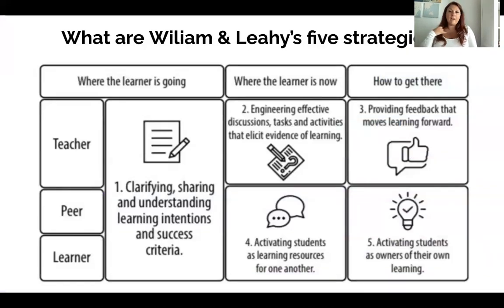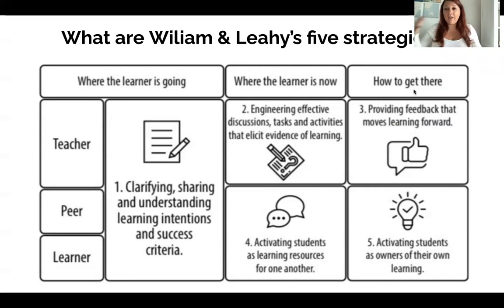So what are these five strategies that I keep mentioning? Well, here we go. And this diagram was actually taken from the original book by Dylan Wiliam and Siobhan Leahy. And I really like the diagram because we've got the strategies, we've got the people involved, as I've said, the teacher, peer and learner. We've got the areas to focus on, where the learner is going. So that is where we start with our planning and clarifying, sharing and understanding learning intentions, the first strategy. Then during the learning process, we'll be asking, where is the learner now at this point? And that's where we need to be able to answer that. We need to elicit evidence of learning, and there's lots of ways we can do that.